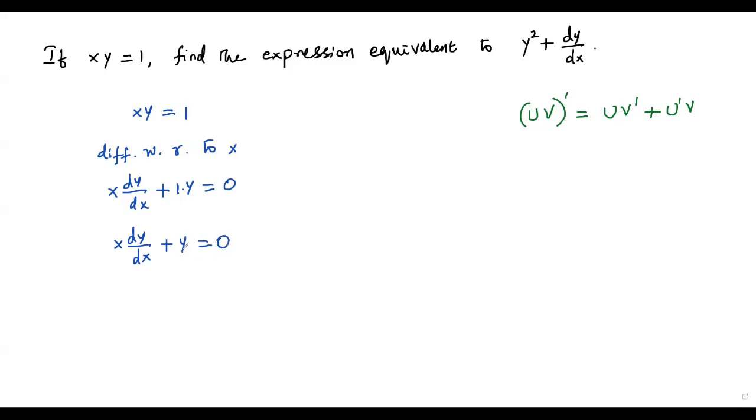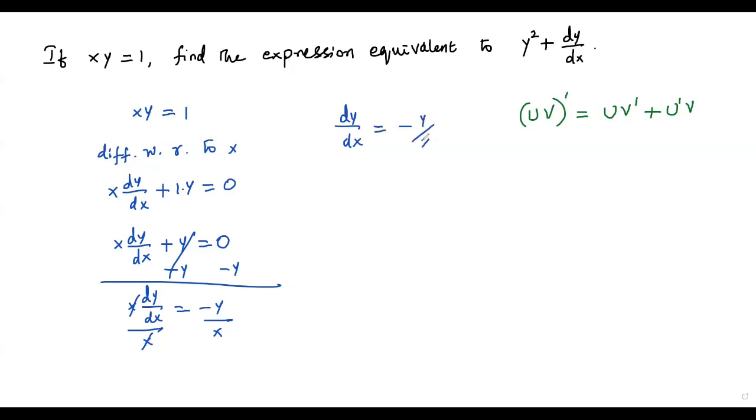Okay, now our aim is to get dy over dx. So let's solve for dy over dx in this equation. For that, I have to subtract y from both sides. When I do so, the positive and negative y cancel out. I am getting x times dy over dx equals negative y. Then I divide both sides by x. When I divide both sides by x, the x cancels out. So I am getting dy over dx equals negative y over x.